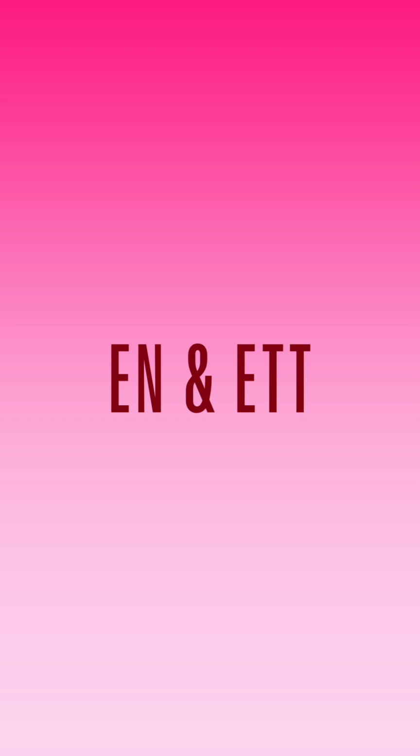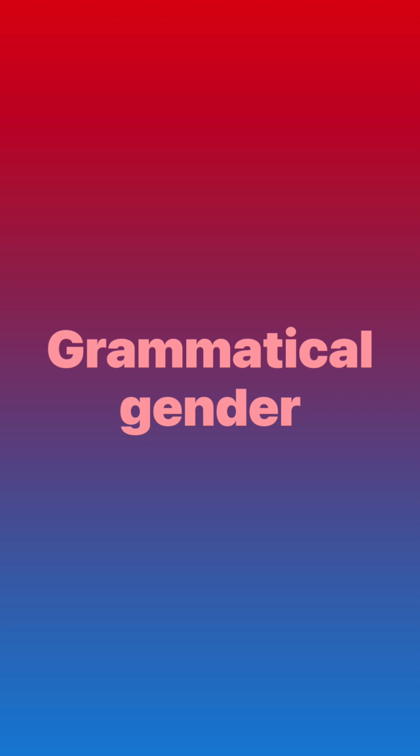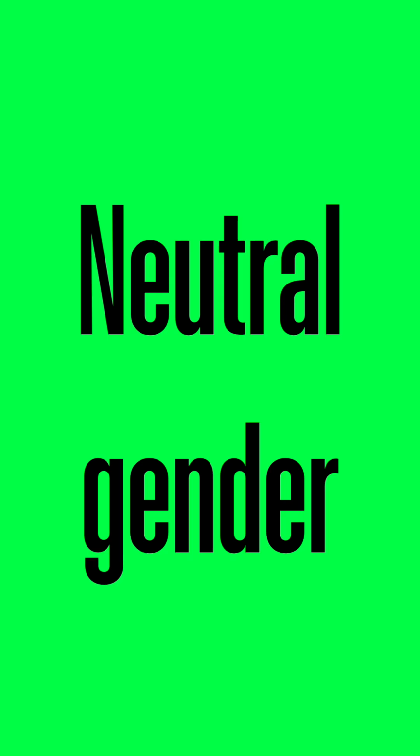In Swedish, the indefinite articles are called en and et, and the only difference between them is their grammatical gender. En is always used for common gender nouns, which are the most common ones. And et is always used for neutral gender nouns, which are the least common ones. For instance, dörr is a common gender noun and is therefore always en dörr. Likewise, hus is a neutral gender noun and is therefore always et hus.